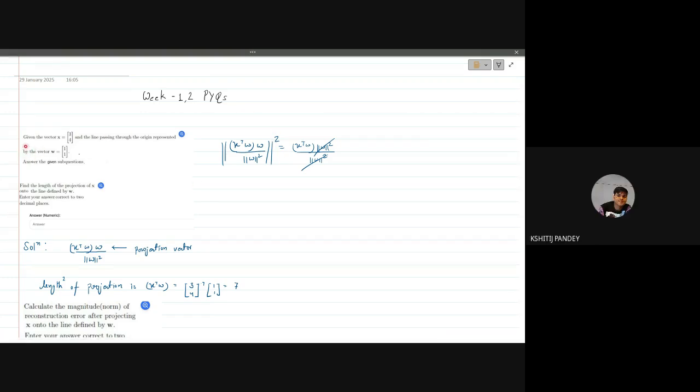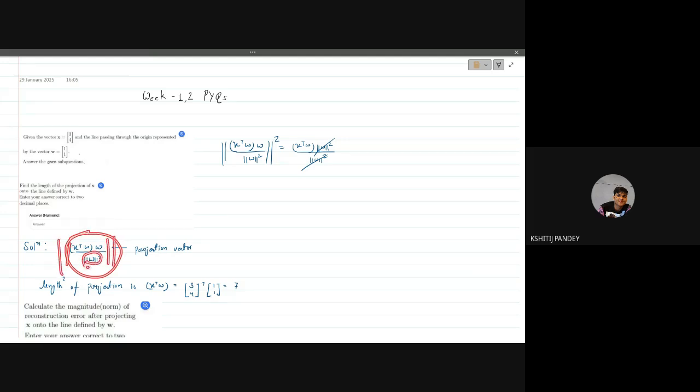In the first question, we are given an x vector and a line passing through the origin represented by vector w. We are given a data point x and w, which is representative of the line. Find the length of projection of x onto the line defined by w. We just have to take the dot product, right? The projection vector is x transpose w into w divided by norm square of w. We want to find the norm of this, so just take the norm.